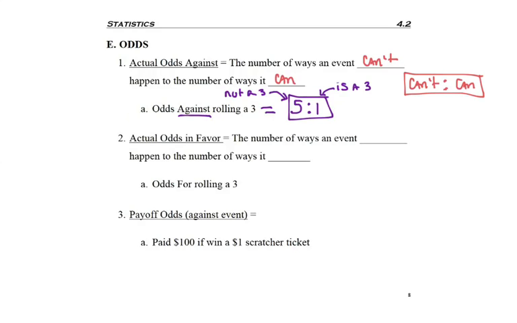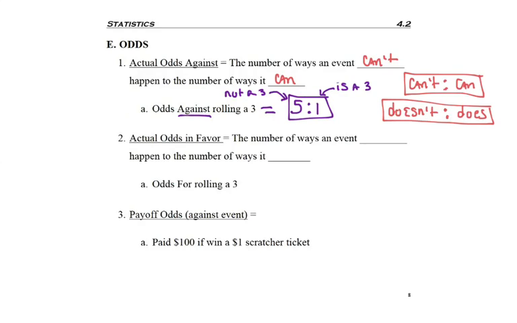So I always like to rewrite this as can't to can, so I keep that straight. You could also find some other similar wording, like doesn't to does. The number of sides of a die that doesn't give me a 3 compared to the number of sides that does, did, do, give me a 3.